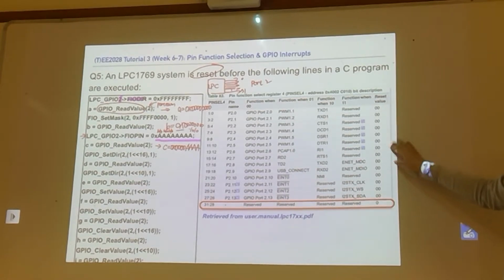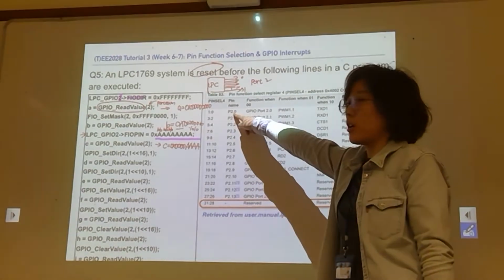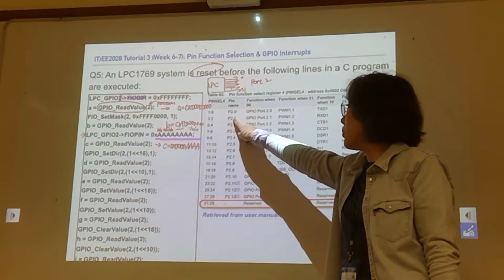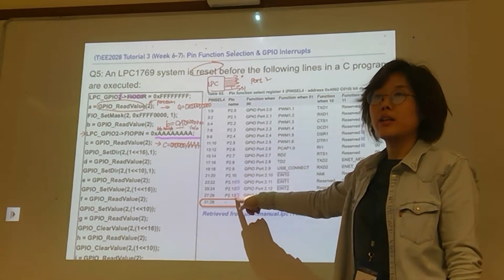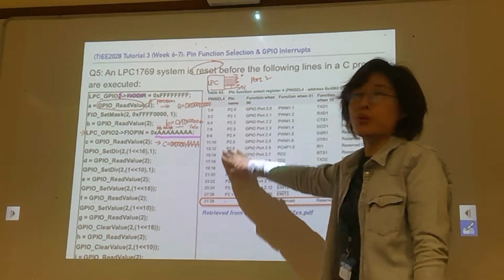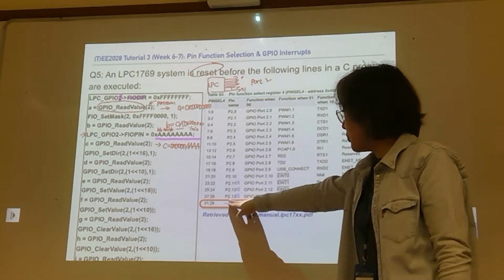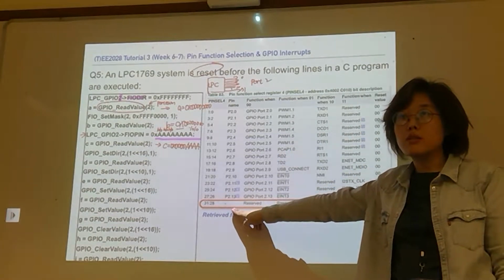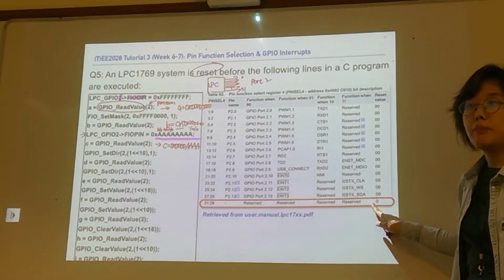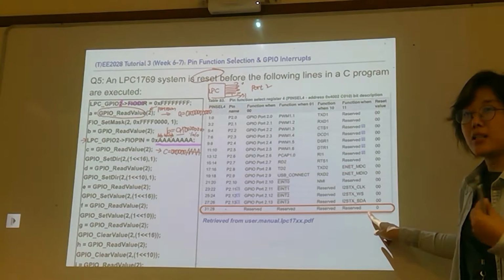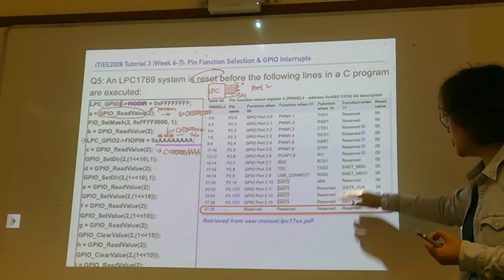Can you see that? Here you have pin 2.0, okay? Pin 0, pin 1, pin 2, pin 3, pin 4. All this up to pin 13, you can program them to different functions. But from pin 14 onwards, can you see here? It's called reserved. Means we as a user of LPC 1769, we don't have the permission to use them.